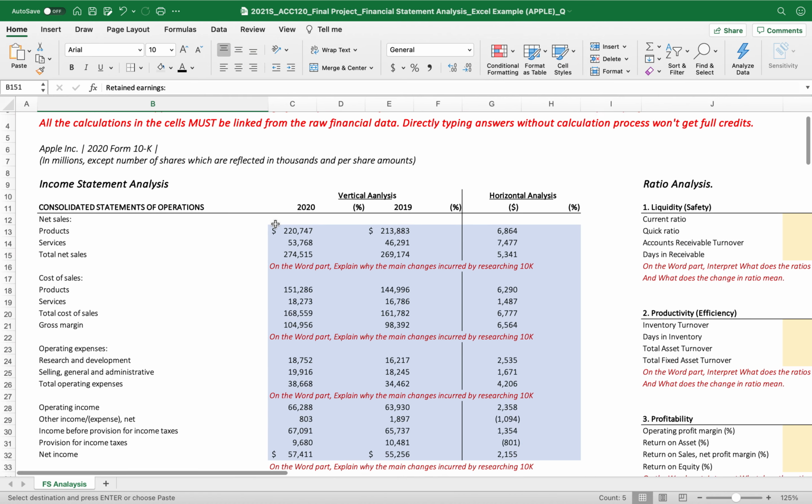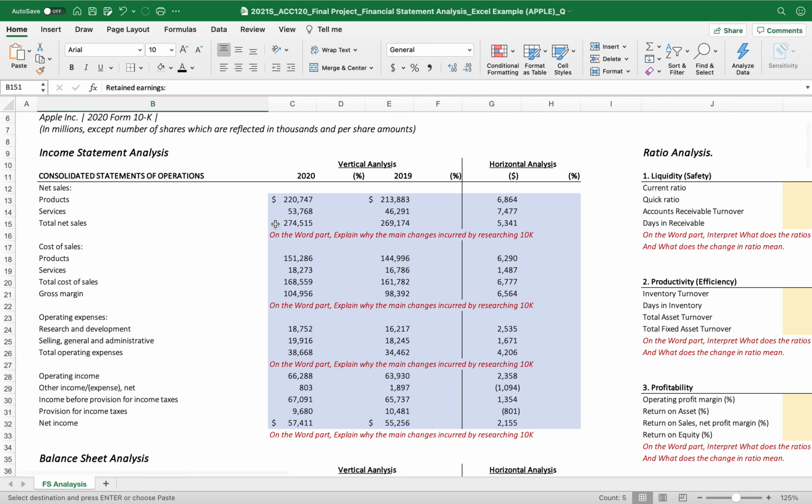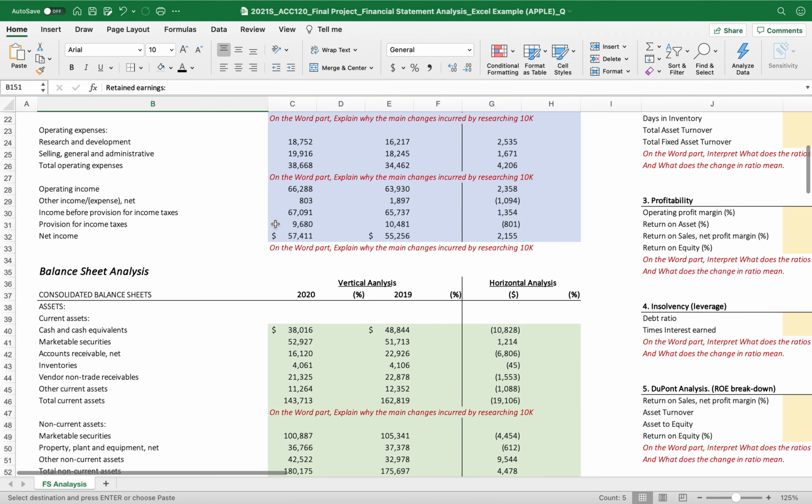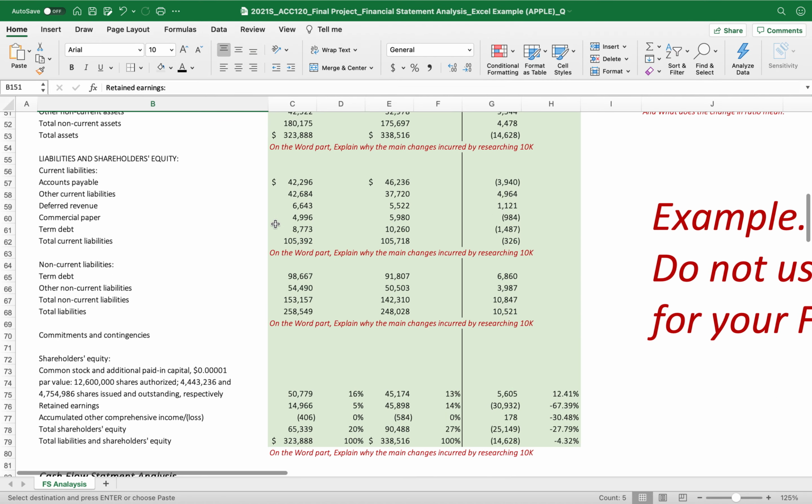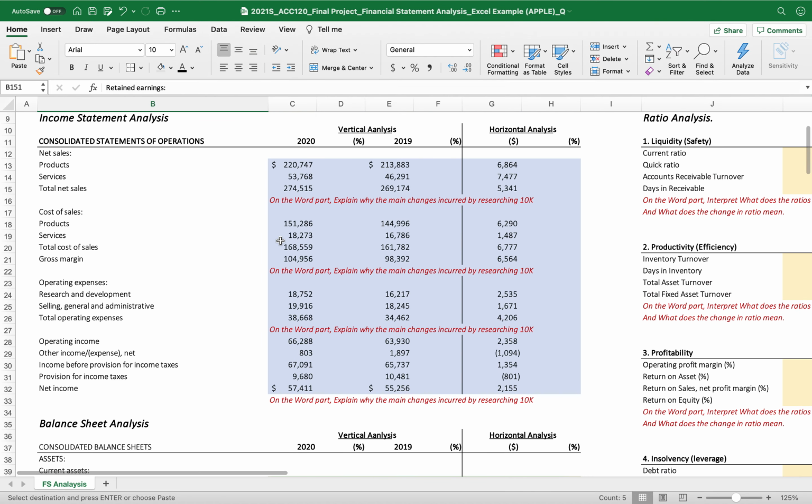So once you download and copy all this financial statement into the Excel file, okay, the two parts first. These two parts need to be developed with the vertical analysis and horizontal analysis. Okay, let's go one by one. As we discussed, we practiced a lot in class. Here, what is the base? What is the base in vertical analysis in the income statement? Yes, the total net sales.